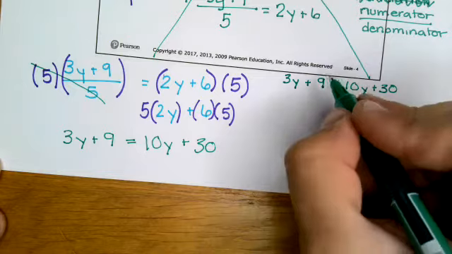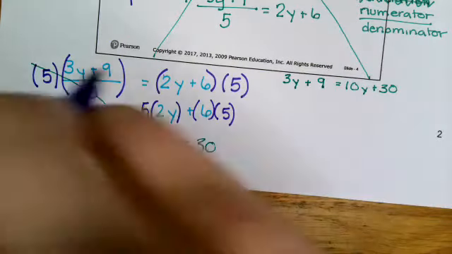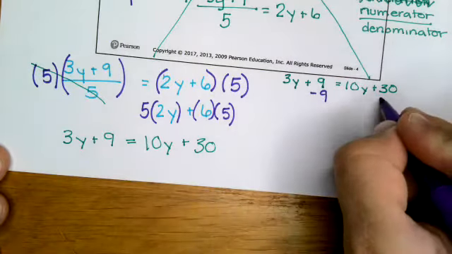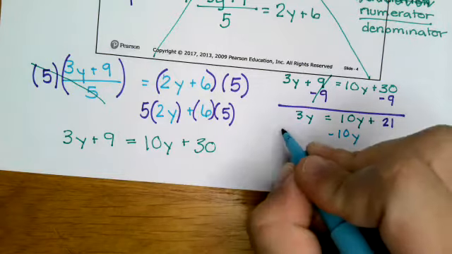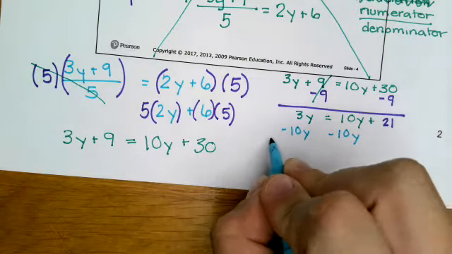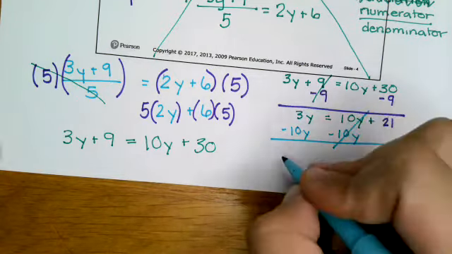I'm going to move the 9 to this side. Minus 9, minus 9. We got 21. 3y equals 10y plus 21 because it's a positive 21. Minus 10y, minus 10y. Negative 7y equals 21.